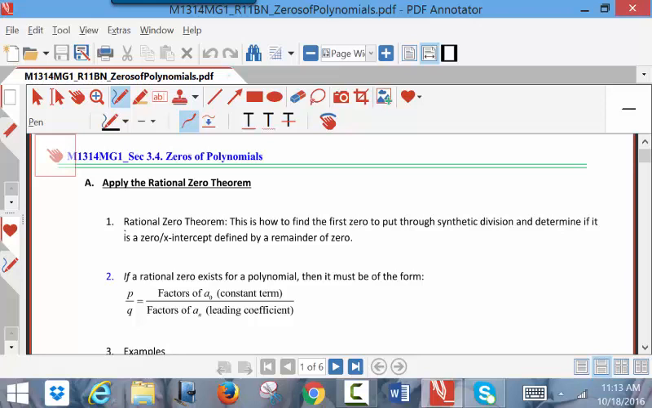But what the rational zero theorem does for us is it helps us to find a number we can put into synthetic division and get a remainder of 0. Okay, so its goal is to help us find a number to start with to put into synthetic division and get a remainder of 0. And that's what this says, how to find the first 0 to put through synthetic division to get the remainder of 0.